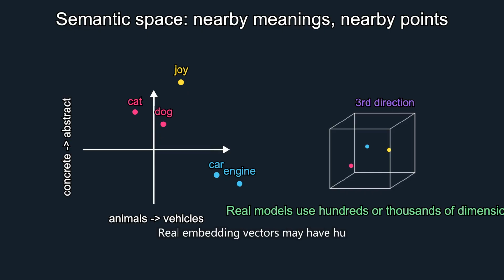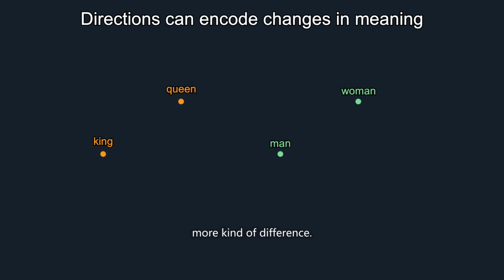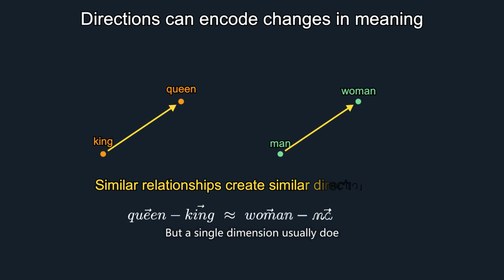Real embedding vectors may have hundreds, or even thousands, of dimensions. We cannot draw all of those dimensions on a screen. So we compress the idea into 2 or 3 dimensions on screen. One direction might roughly separate animals from vehicles. Another direction might roughly separate concrete objects from abstract ideas. One more direction can express one more kind of difference. But a single dimension usually does not literally mean cute or fast. Meaning is encoded by many directions working together across the whole space.